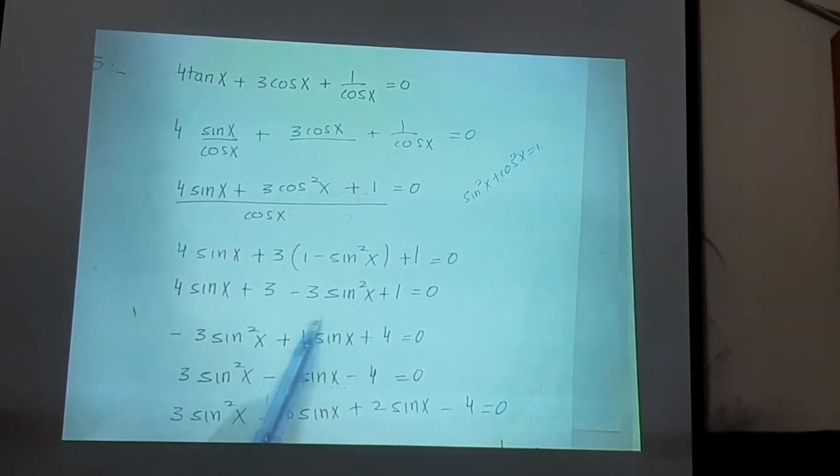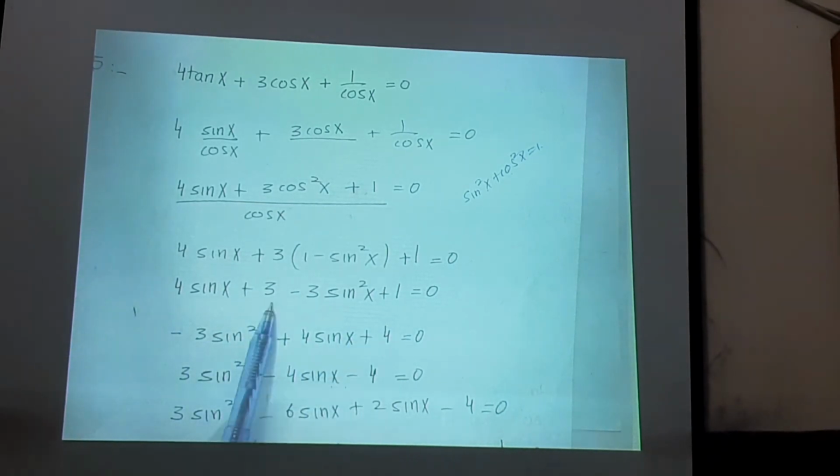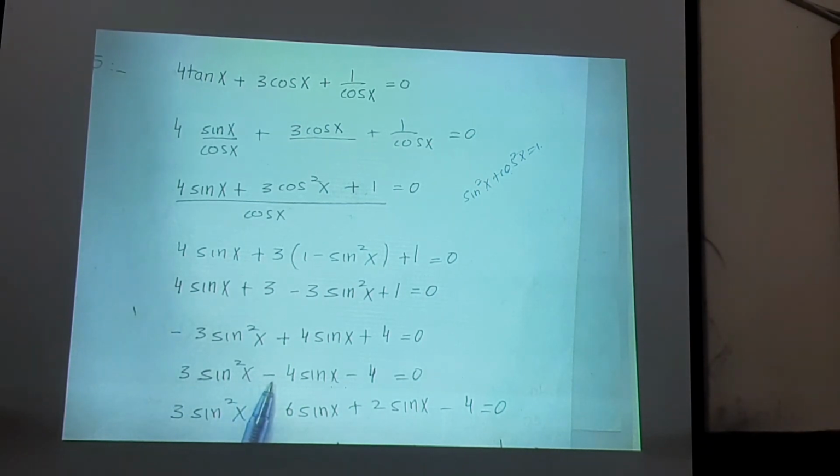Simplify this equation: minus 3 sin square x plus 4 sin x plus 1 and plus 3 equal to plus 4. Multiply the whole equation by minus, because I need the coefficient of sin square x, which is 3, to be positive. So upon multiplication with minus it will become plus. However, 4 sin x will become minus and plus 4 will become minus 4.